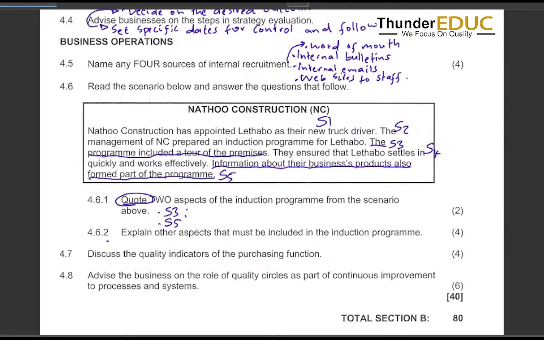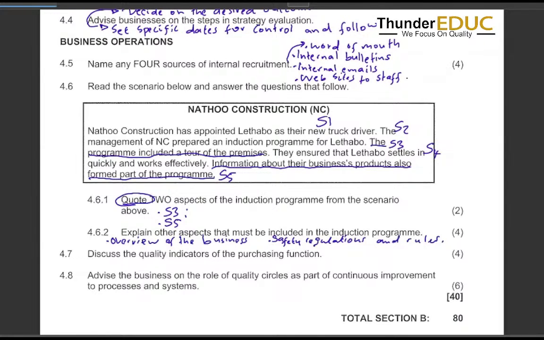So here it should be what? Overview of the business. And also, we have safety regulations and rules. Okay, right. So now let's move on to question 4.7.